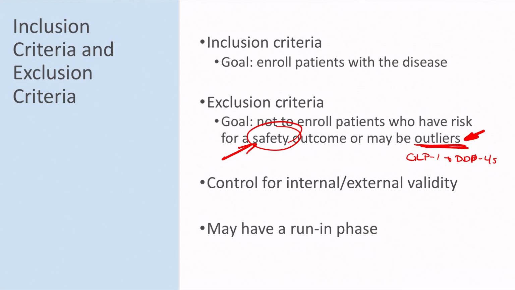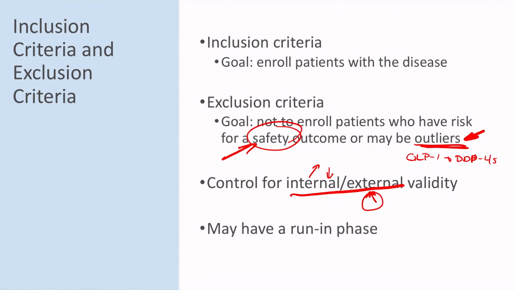And again, the major goal here is to control for internal and external validity. If this is too specific, you're risking your external validity, but will probably have better internal validity. Versus, if this is not too specific and everybody's included, that might improve your external validity, but decrease your internal validity.